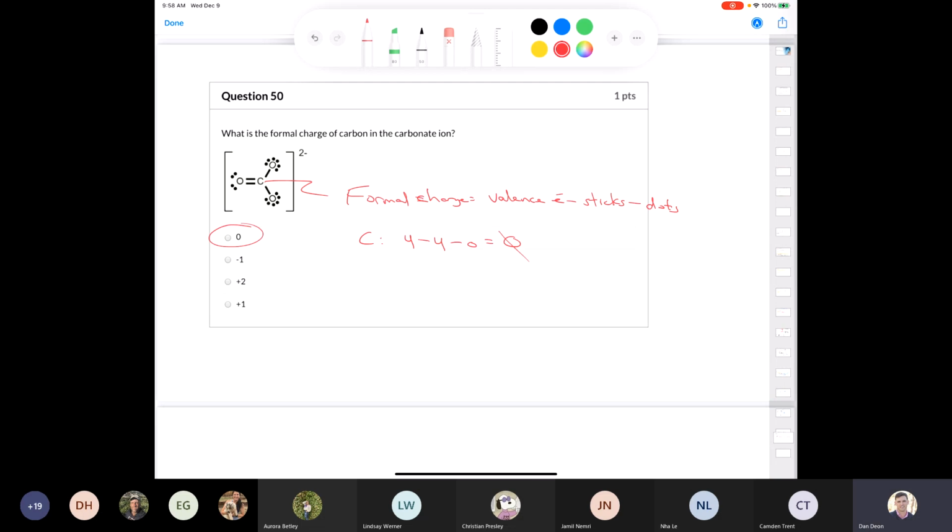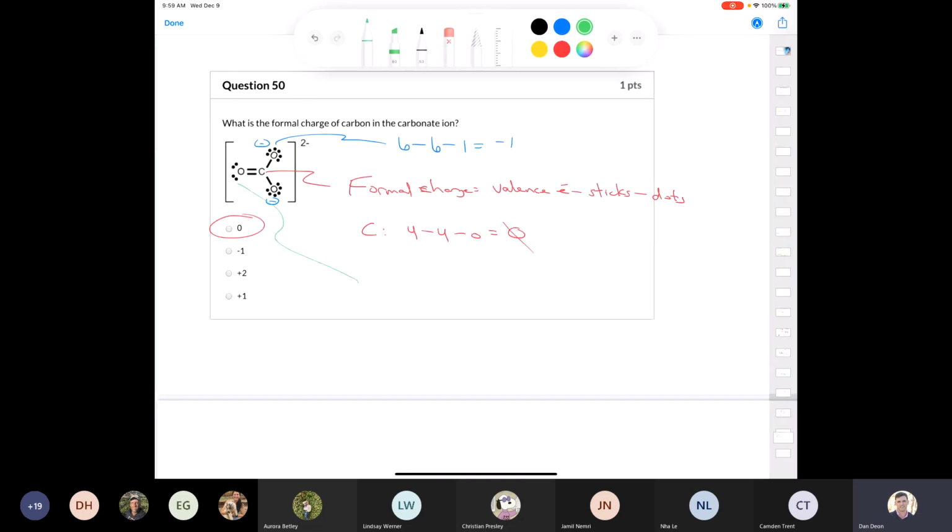And there you have it, right? Where do the formal charges come from? They come from these 2 oxygens here, right? Because oxygen has 6 valence electrons, subtract 6 dots and 1 stick. That gives you -1. So I have a -1 here. I have a -1 here. And this oxygen here, which has 2 bonds and 2 lone pairs, you have 6 minus 2 sticks and 4 dots, which also gives you 0. So formal charge, make sure you know how to calculate formal charge. And that is the end of the practice final exam.